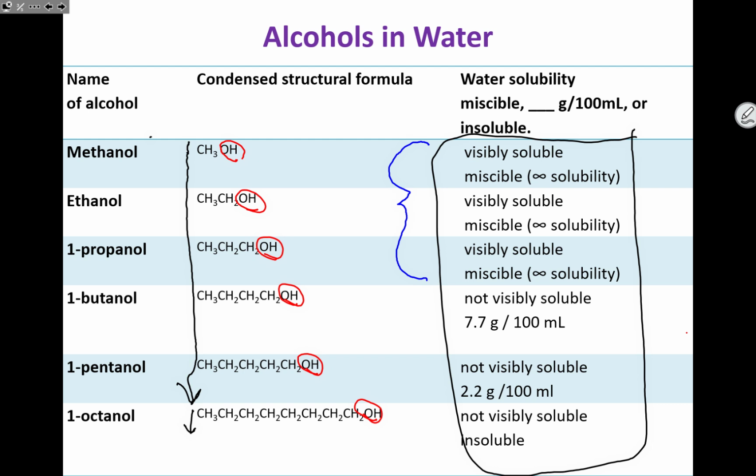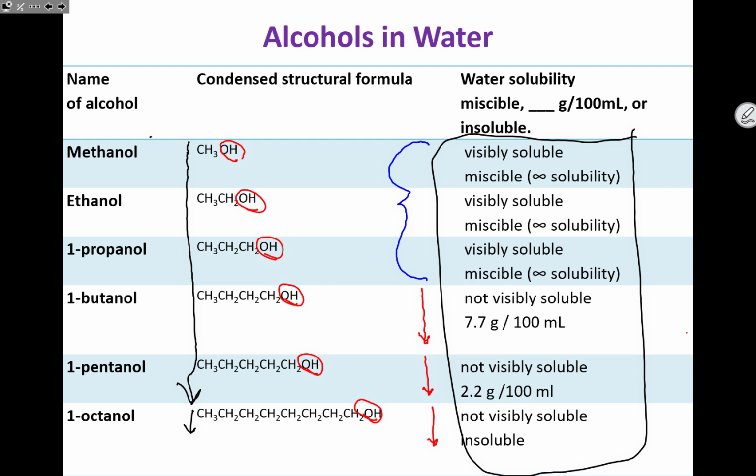When we go to 1-butanol, the solubility drops. You can only dissolve 7.7 grams of the alcohol in 100 milliliters of water. If you mix 1-butanol with water, you'd see 2 layers. It doesn't visibly look soluble at all. When you go up to 1-pentanol, that solubility drops to 2.2 grams of 1-pentanol per 100 milliliters. And when you jump up to 8 carbons, it's 0 solubility.